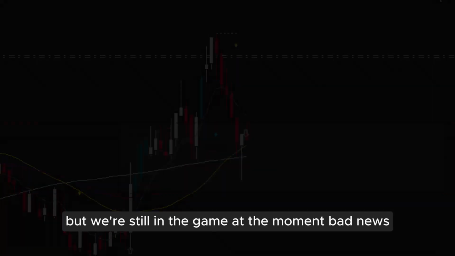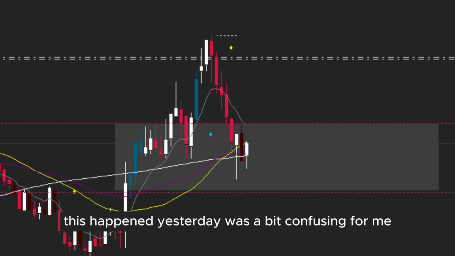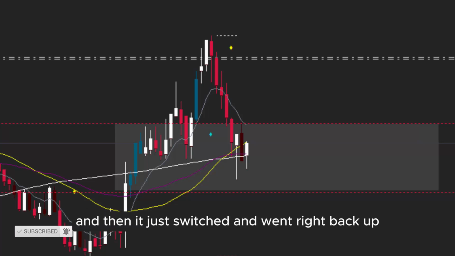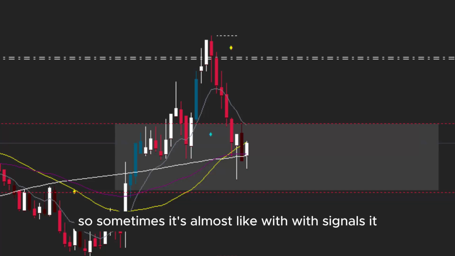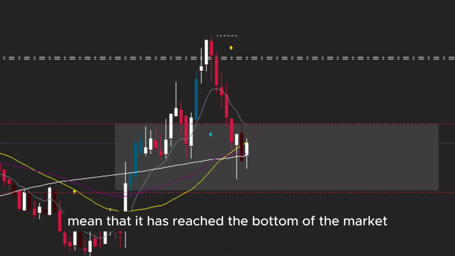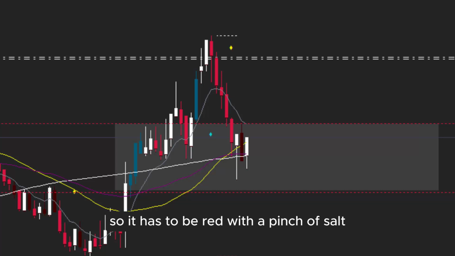Bad news, we got a signal the other way, a sell signal on the other side. But like I said, this happened yesterday. It was a bit confusing for me. We got a signal the other way, and then it just switched and went right back up. So sometimes with signals, the signal can mean that it has reached the bottom of the market. It can also mean that. So it has to be read with a pinch of salt.